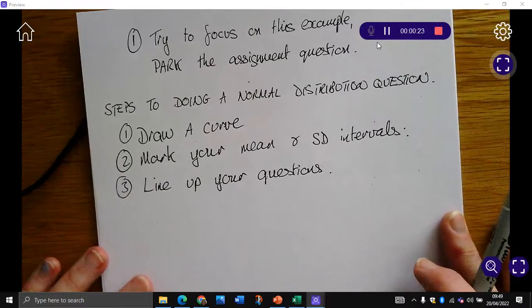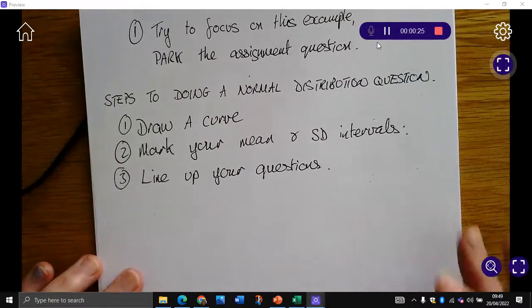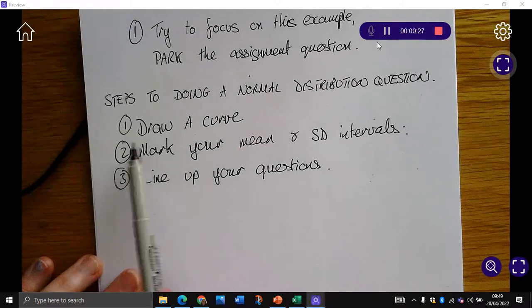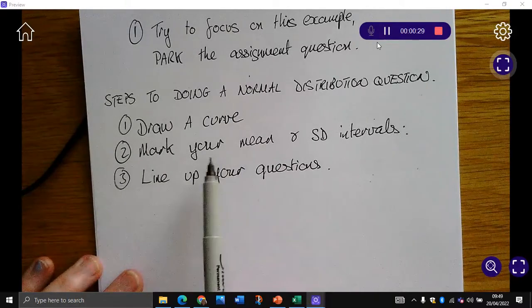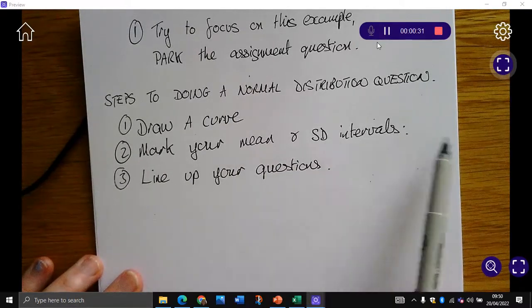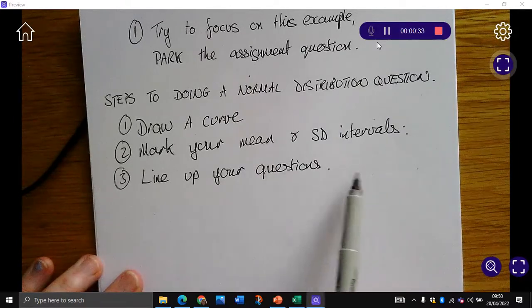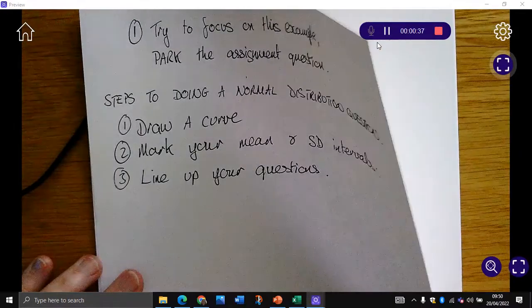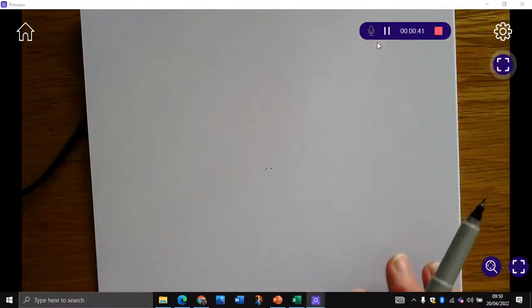The steps to doing a normal distribution question is draw a curve, mark your mean and the standard deviation in intervals, and then line up your questions. Okay? So I'm going to just recite the question that we were given. It's from this book. I didn't note the page, but I can remember the question.